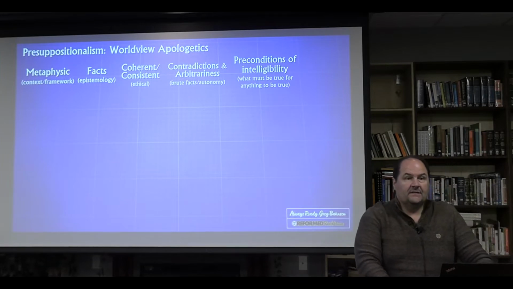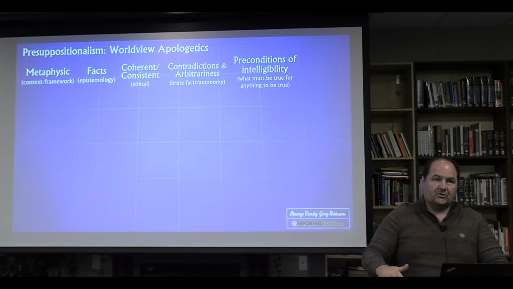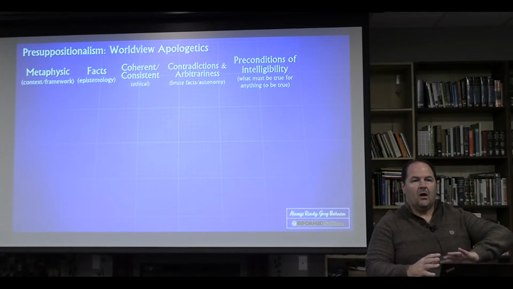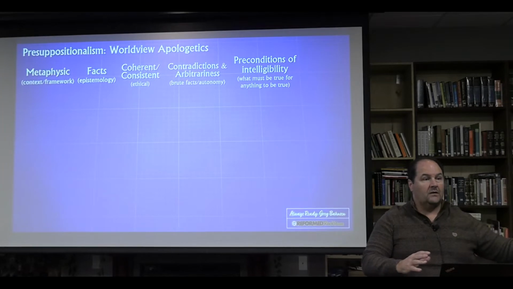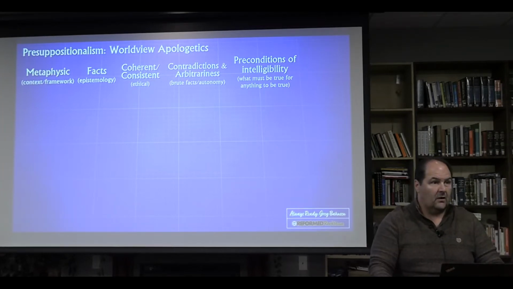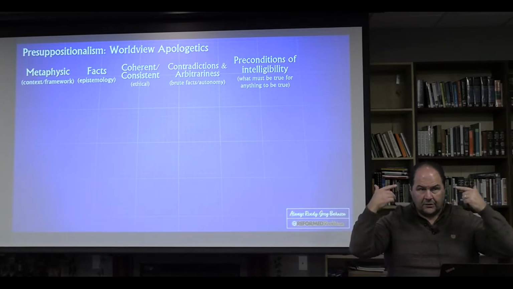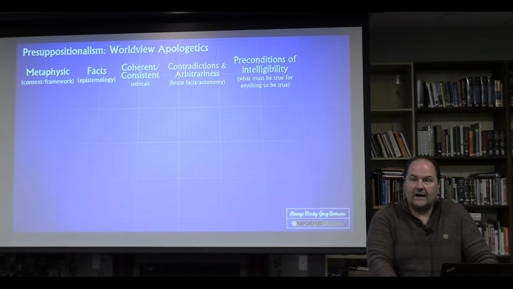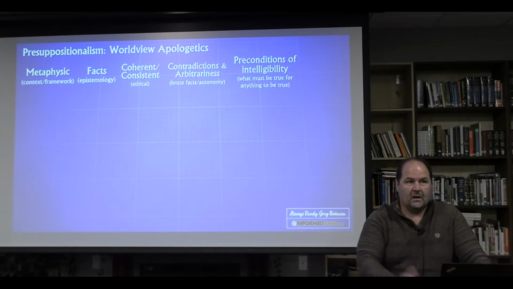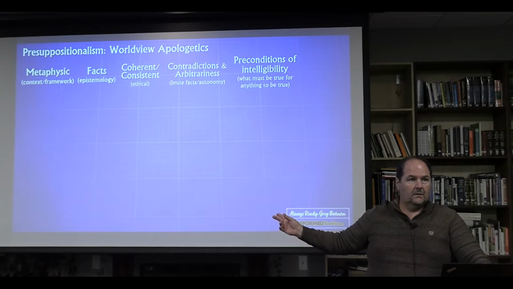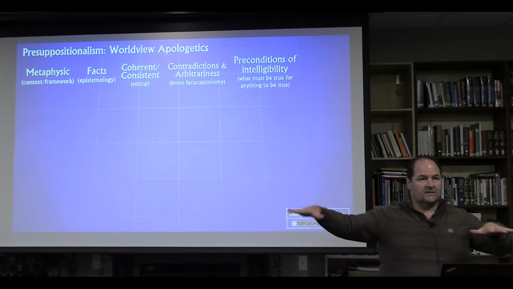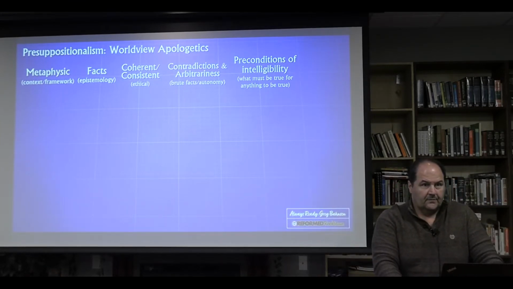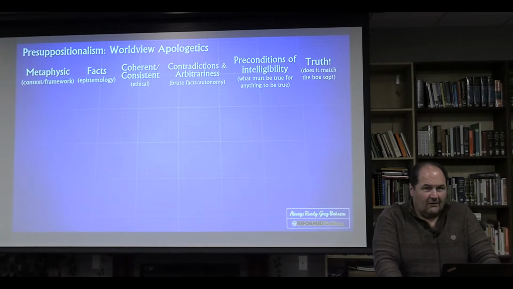Then we have the preconditions of intelligibility, the things that must be true in order for anything else to be true. Preconditions are assumptions that we come to the argument with before we even begin to argue. So they're thoughts and ideas that we hold before we even begin to describe our worldview. And finally, what's the last thing, the most important thing about the worldview? The box top, right? And what was that called? When your puzzle matches the box top, what's that called? Truth. Good job. All right.